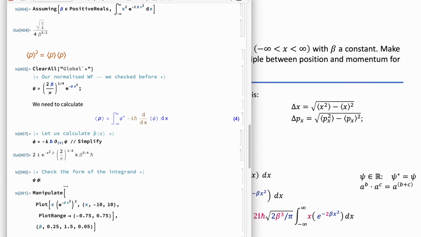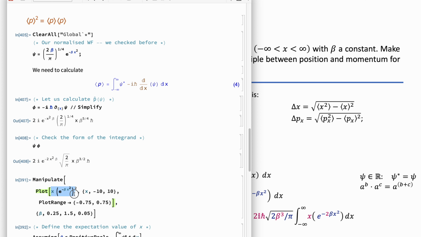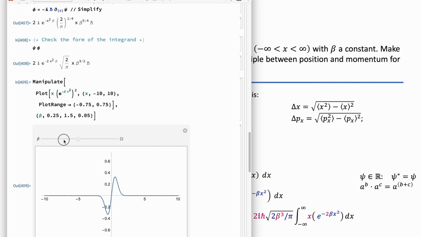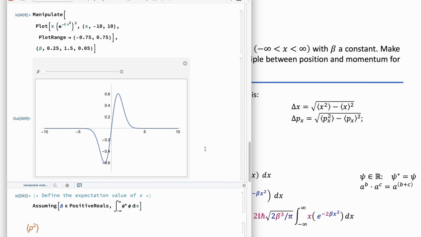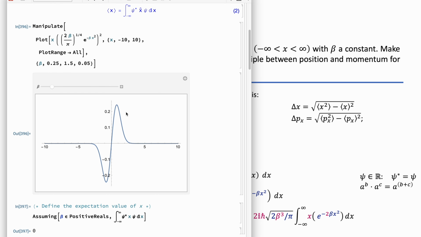Well, let's check the form of the integrand. And this is what we get. The integrand is the complex conjugate of my function times what I got from applying the momentum operator to that function. All of those are constant values. This function x times this function, this is the integrand that I'm plotting here. The same idea as before: beta is just changing our distribution, but it's still an odd function. Then we expect that the integral is equal to 0. So let's make sure that is the case. Yes, it is 0, same as what we had for the position operator.